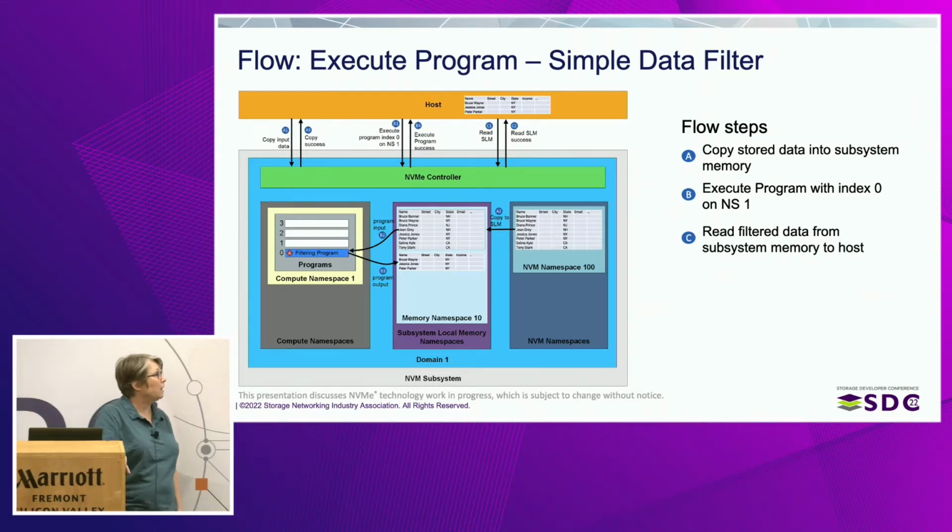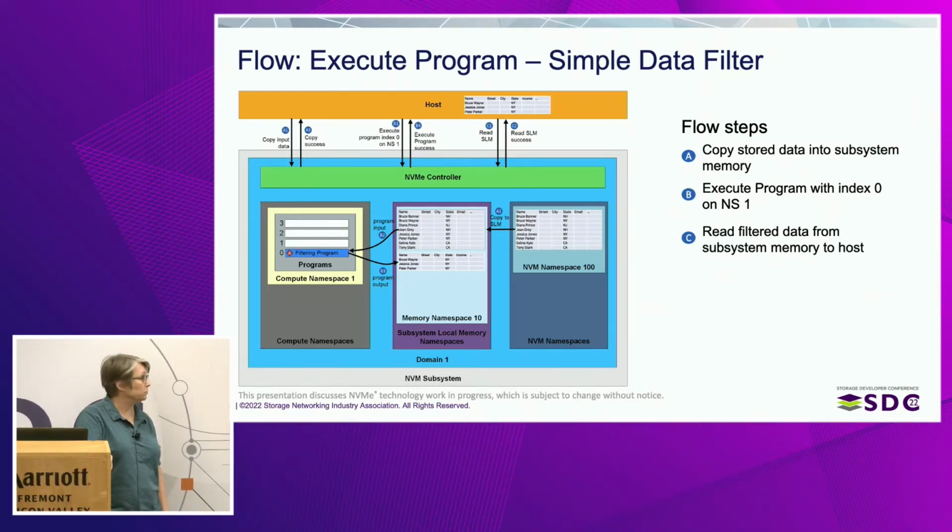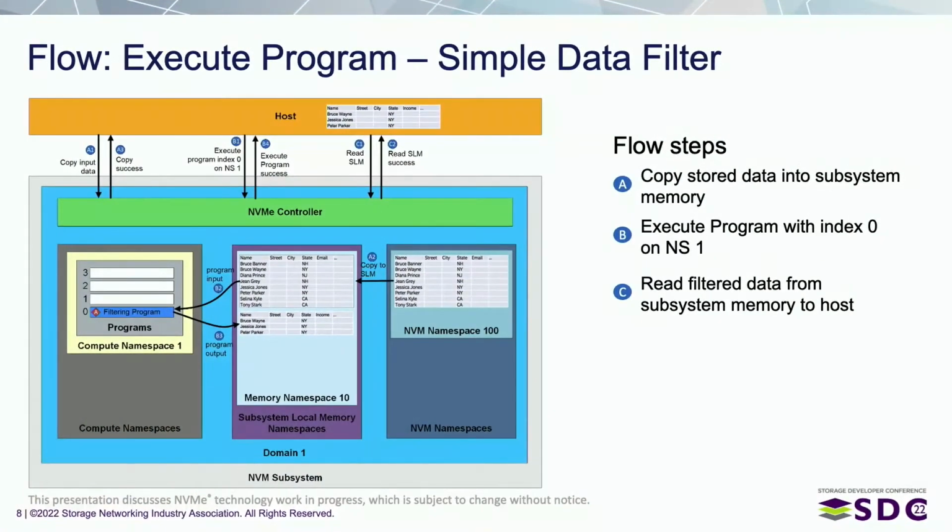So here's an example of a flow to execute a simple data filter. The first step is to copy data into subsystem memory. You can see here that some tabular data exists in NVM namespace 100. The first command says copy the data from that NVM namespace into a particular place in memory namespace 10. So that data gets copied in, and a response goes back to the host saying that was completed successfully.